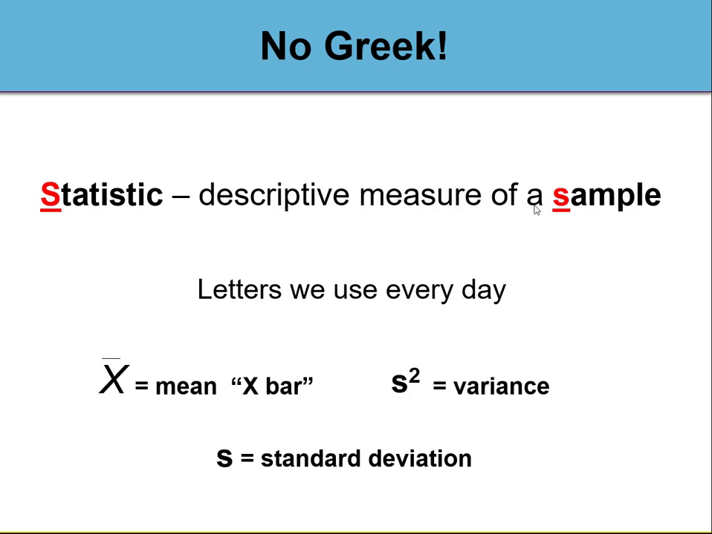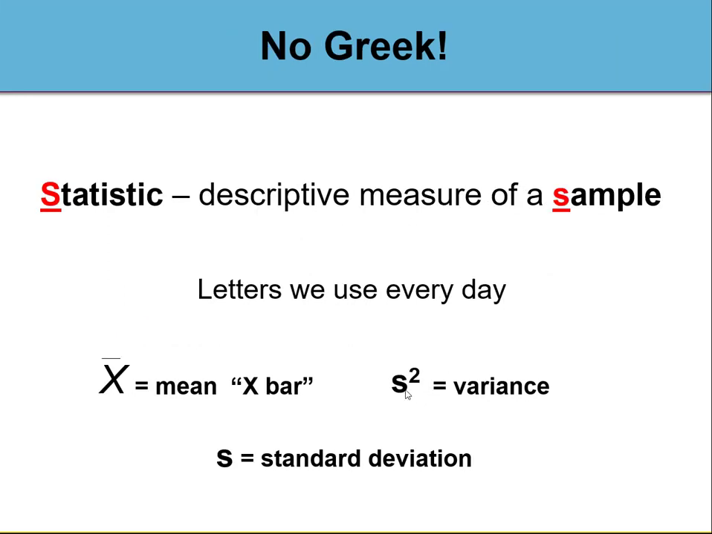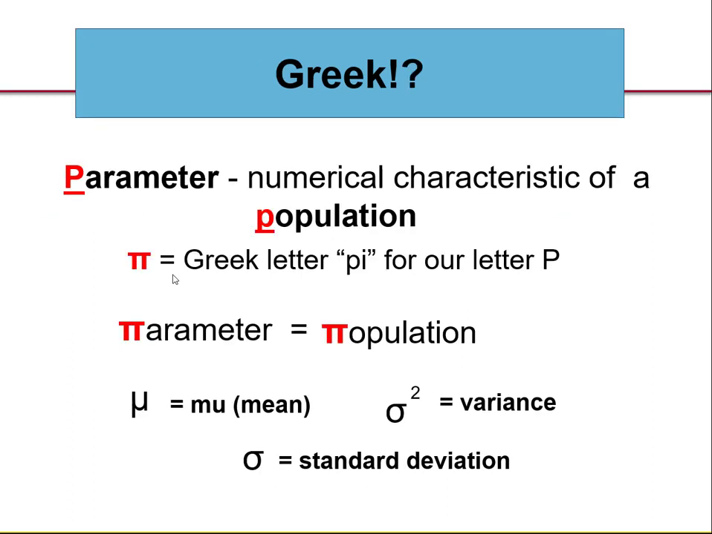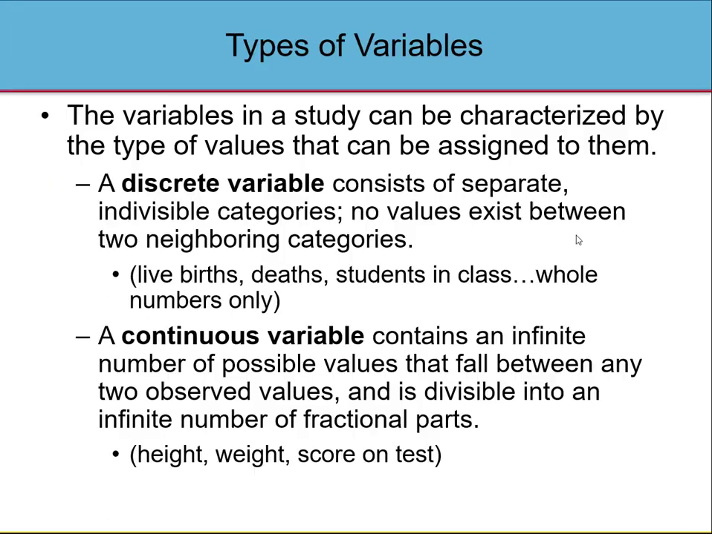This is a measure of a sample, and they use the letters we use every day. Sometimes you will see an X with a line over it, which is pronounced X bar. We're just going to use a capital M to mean mean. And where sigma squared is the variance of the population, S squared is the variance of the sample, whereas S is the standard deviation of the sample. So I'll say one more time: parameter is to population, as statistic is to sample.